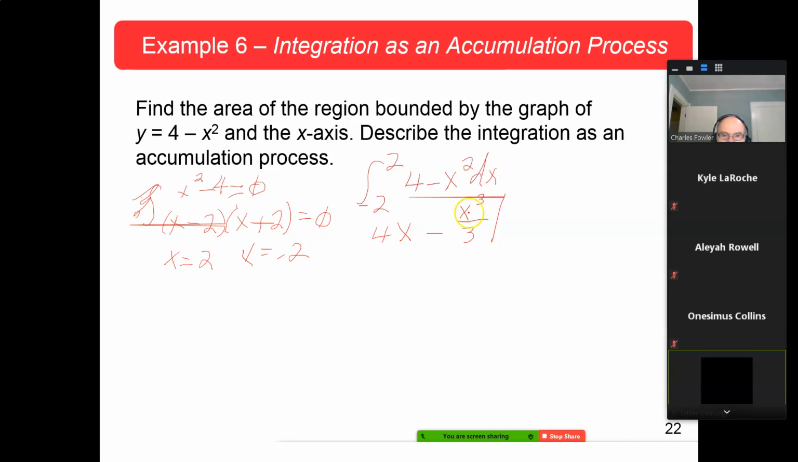Why it does that, I have no idea. Maybe it's because my hand's resting on this, I don't know. You're going from -2 to 2.